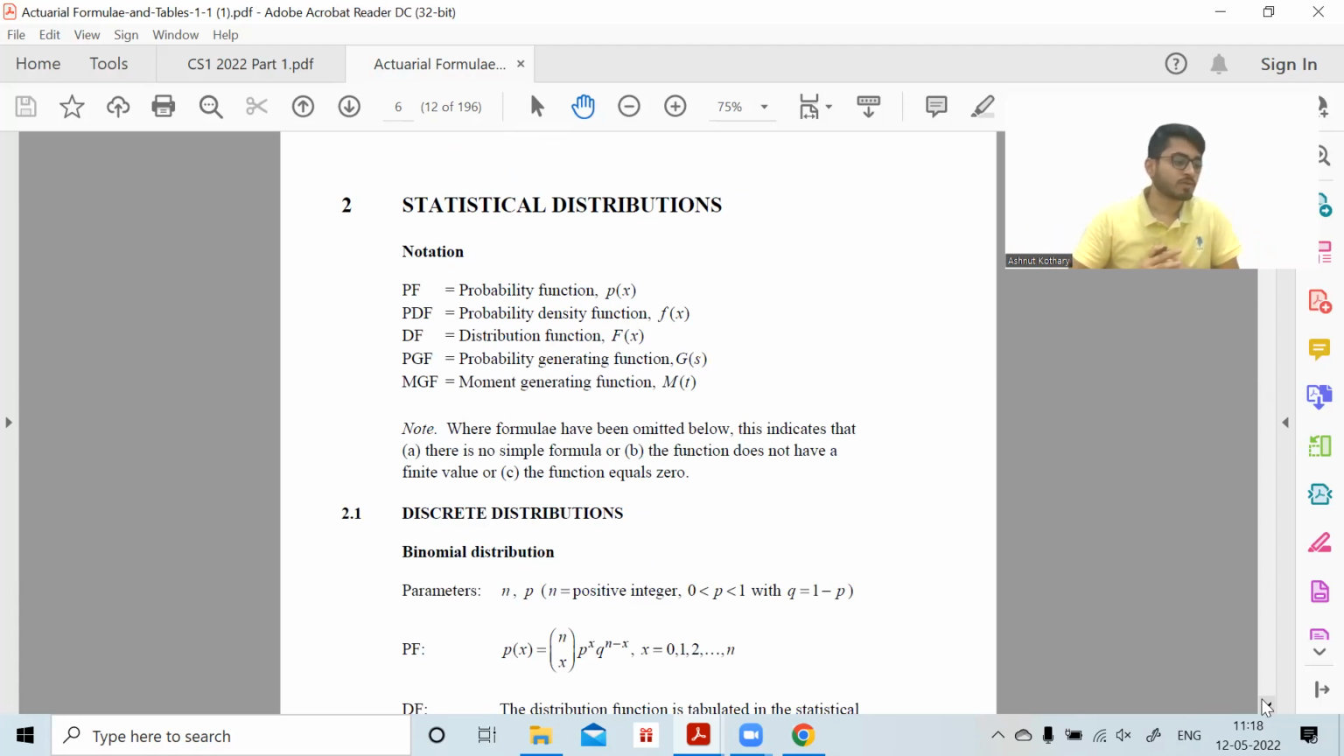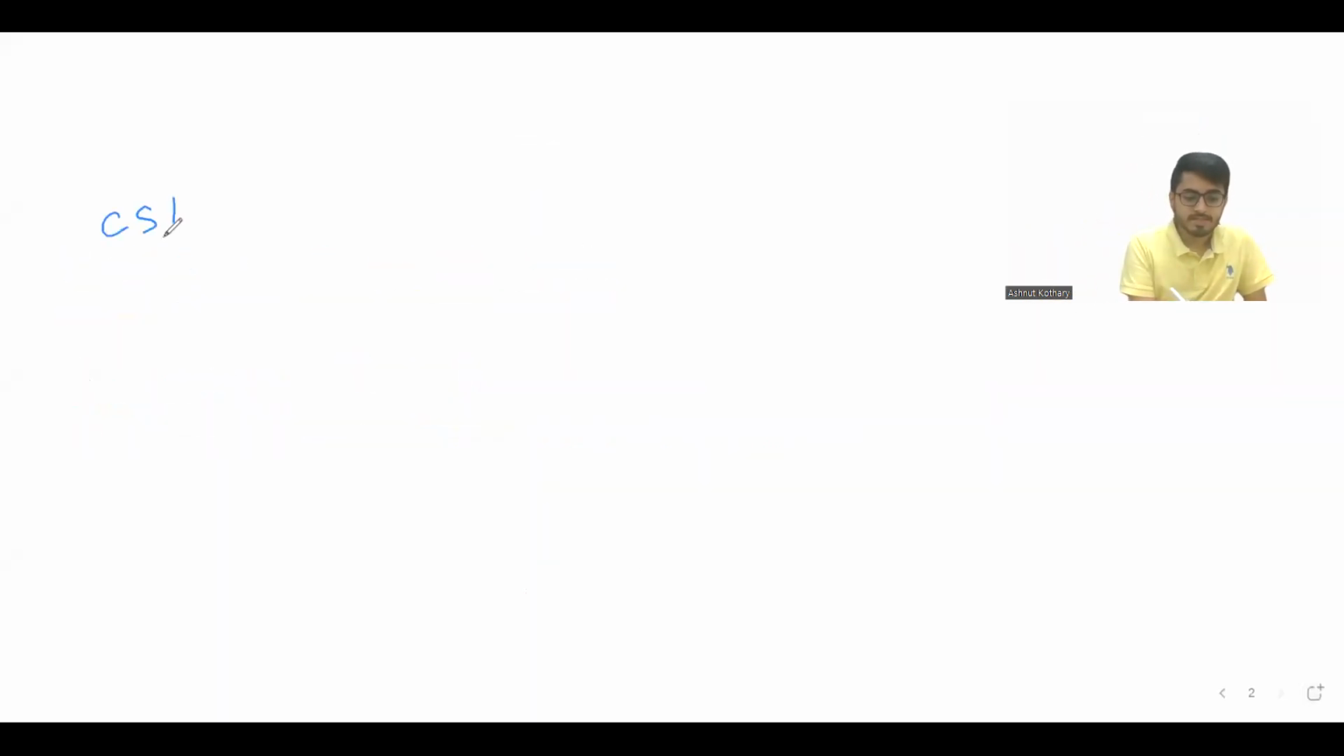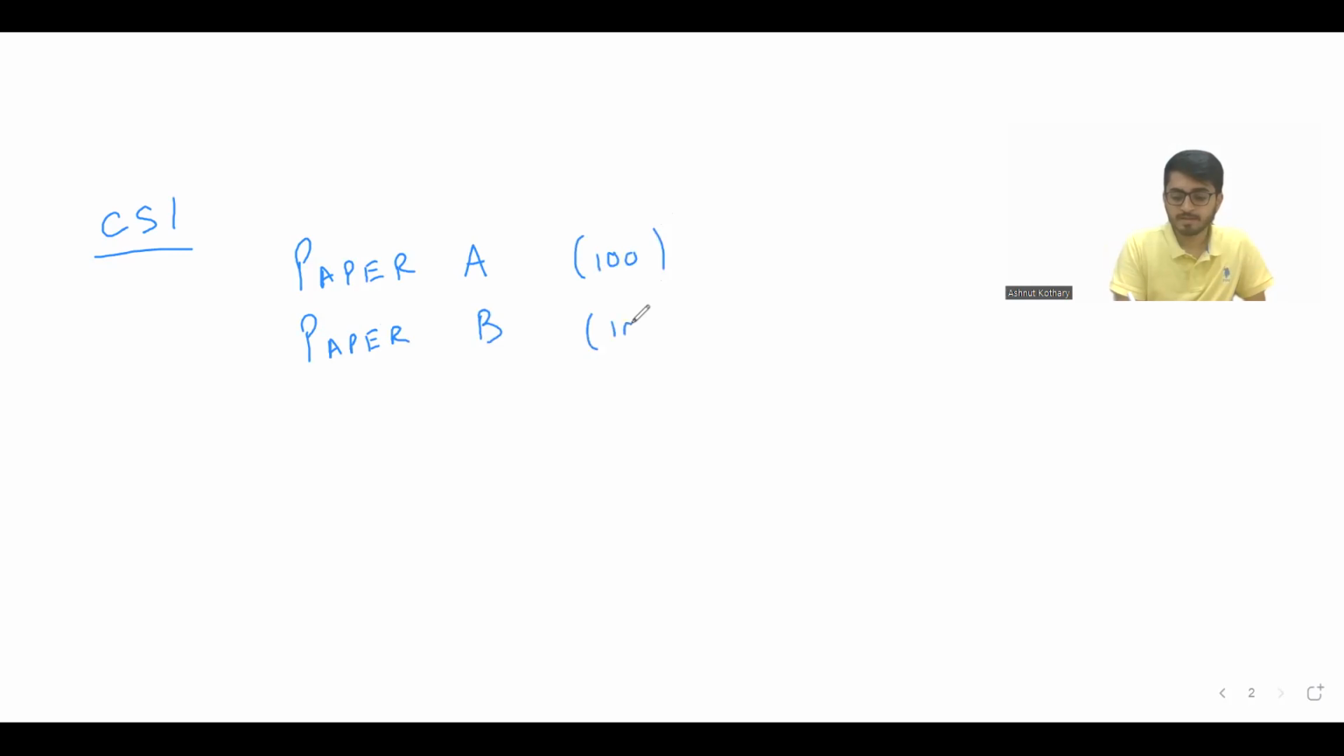Next, coming to the paper pattern or the format of the exam, be it you're appearing from IAI or IFoA. So let me just highlight that. CS1 basically has two components. One is paper A, which you could refer to as the theoretical component or the written part. Next is paper B. Both are of 100 marks, whether it is from IAI or from IFoA.